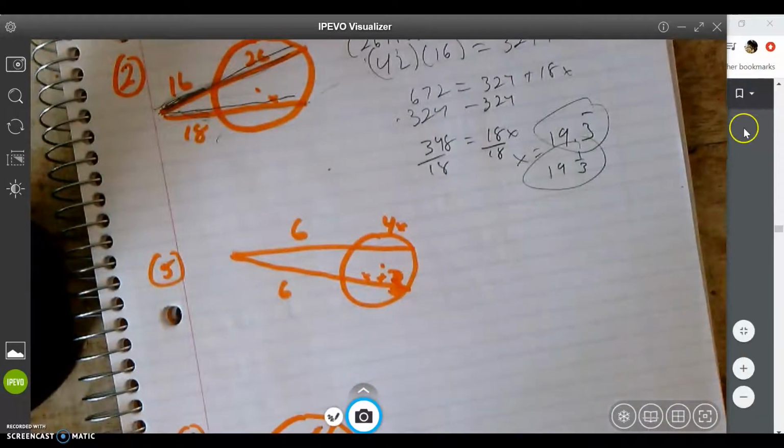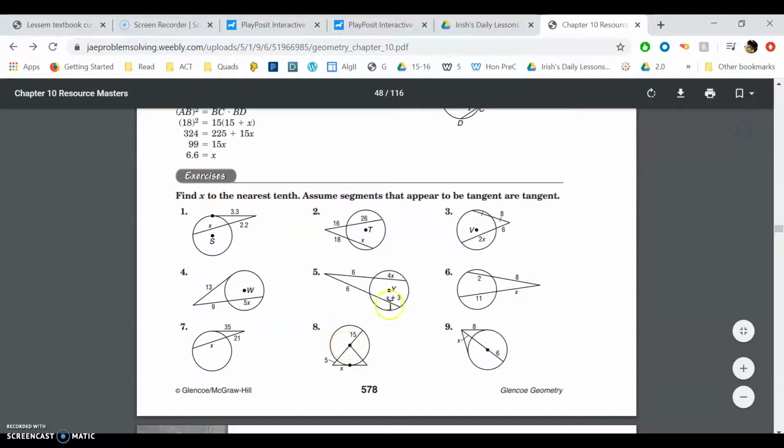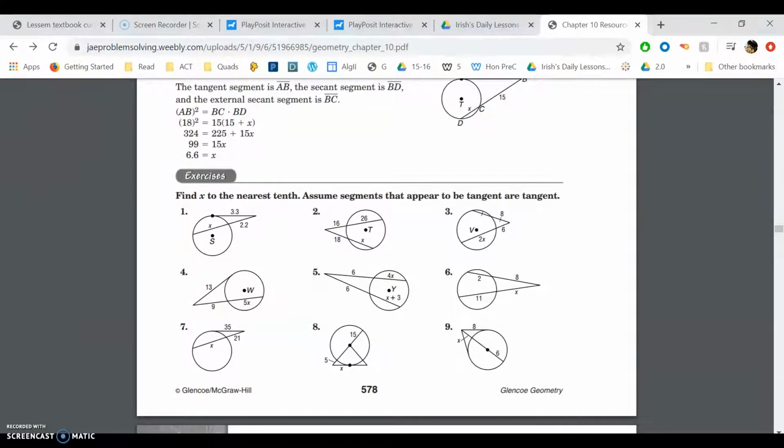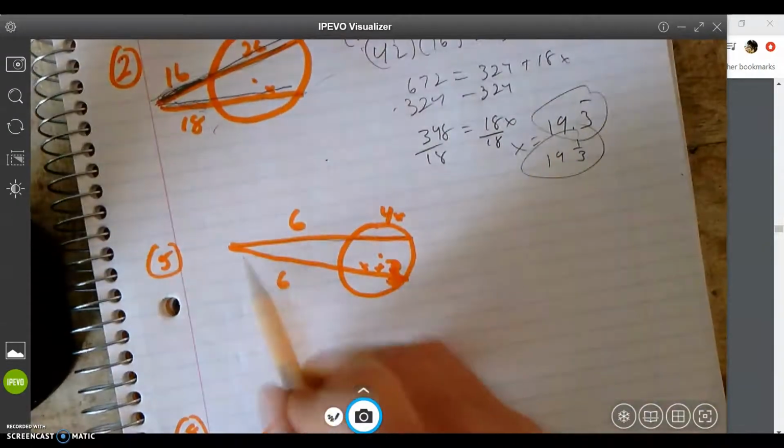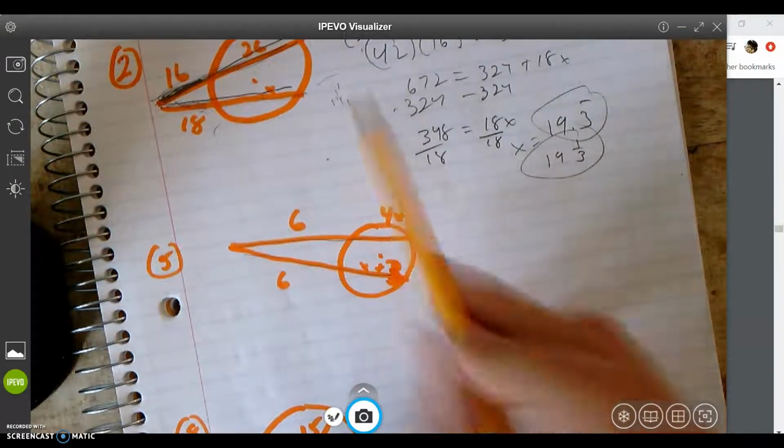Number 5 looks like this. Number 5, pause the video if you need. So we got 6, we got 4x, and we got x plus 3. We got some variables. Don't worry, we can do it. All right, same things apply. So this is a secant line, so a similar approach to the one we just did.